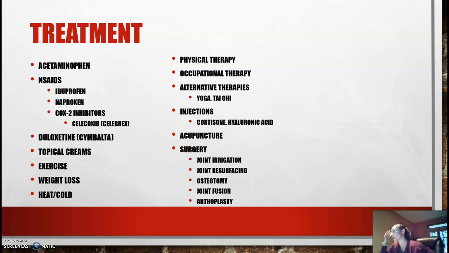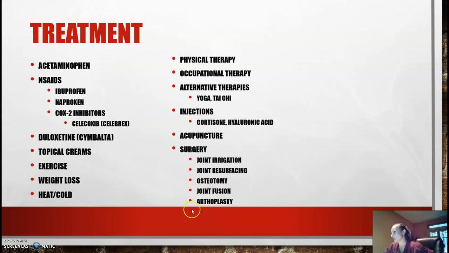Surgery is always going to be a last resort because it's invasive, but we may irrigate that joint. They may do some joint resurfacing, which is where we just put a piece of metal over the bone so it's not bone rubbing on bone. We may do an osteotomy, which is removal of fragments of bone if there's certain areas that are really rubbing together, and also realigns the bone. If it's a joint that we can fuse together, they may do that. Arthroplasty is a joint replacement.